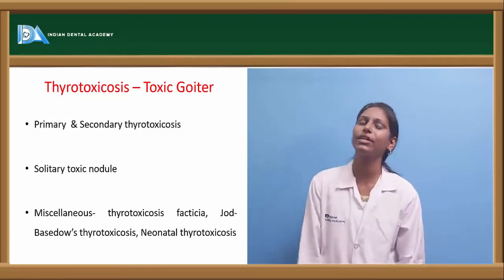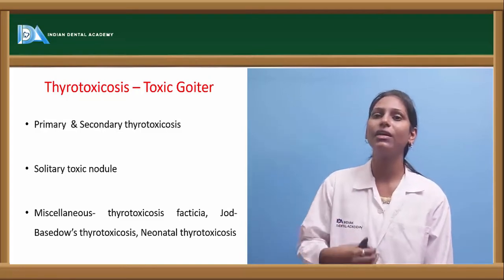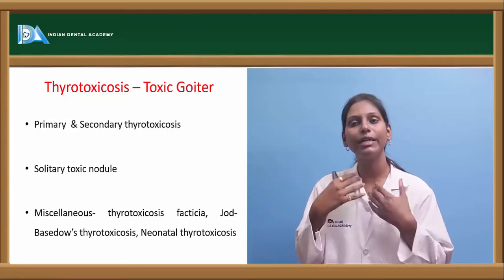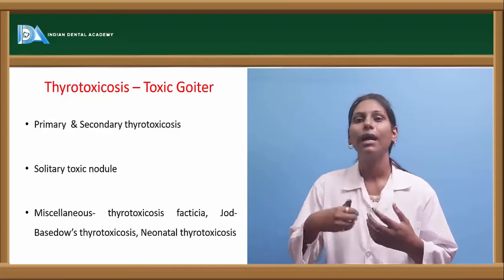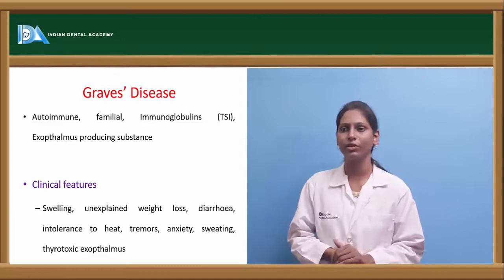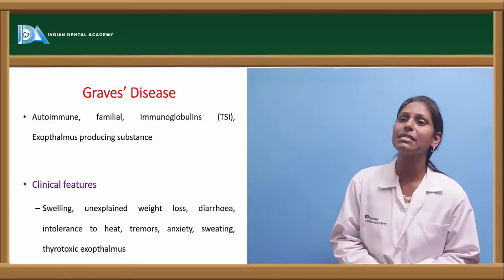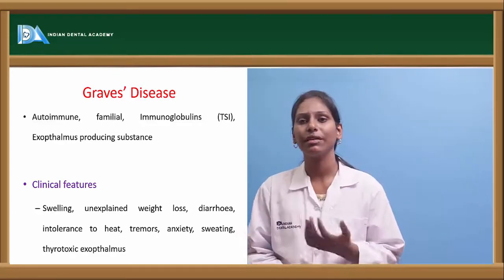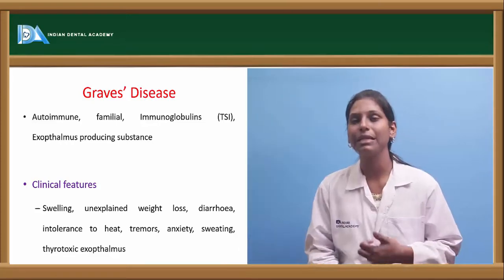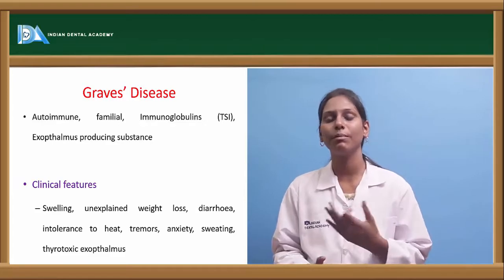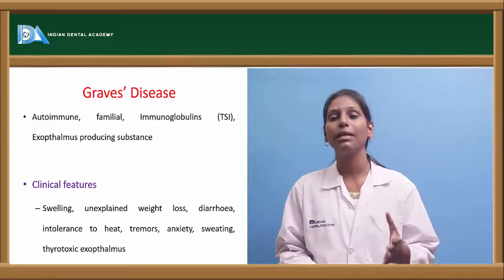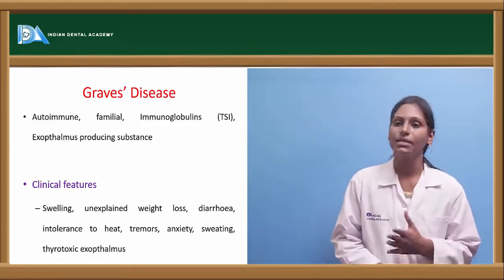And we have neonatal thyrotoxicosis also, usually seen in a newborn infant, where the patient would already have a goiter, and there will be an increased amount of thyroid hormone secretion in this neonatal thyrotoxicosis. Next is Graves' disease. In Graves' disease, you have different etiological factors. It could be autoimmune, it could be familial, it could have immunoglobulins associated with it. That is nothing but thyroid stimulating hormone immunoglobulins, and we have exophthalmos producing substances.